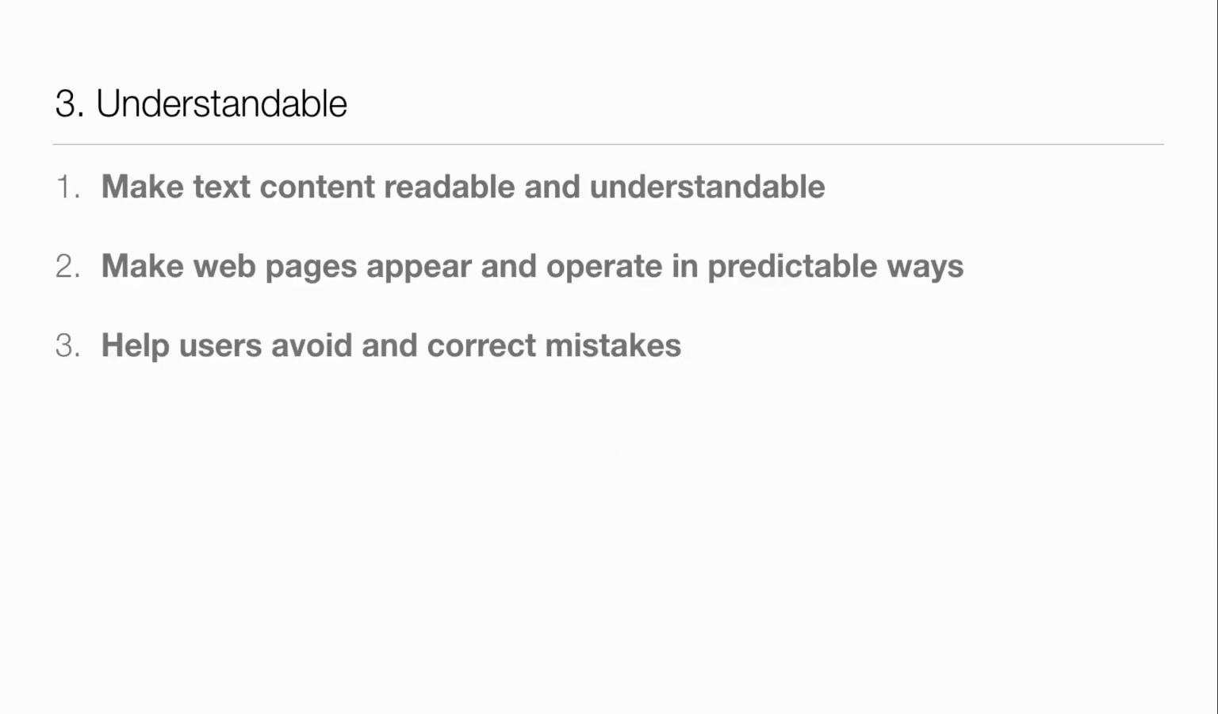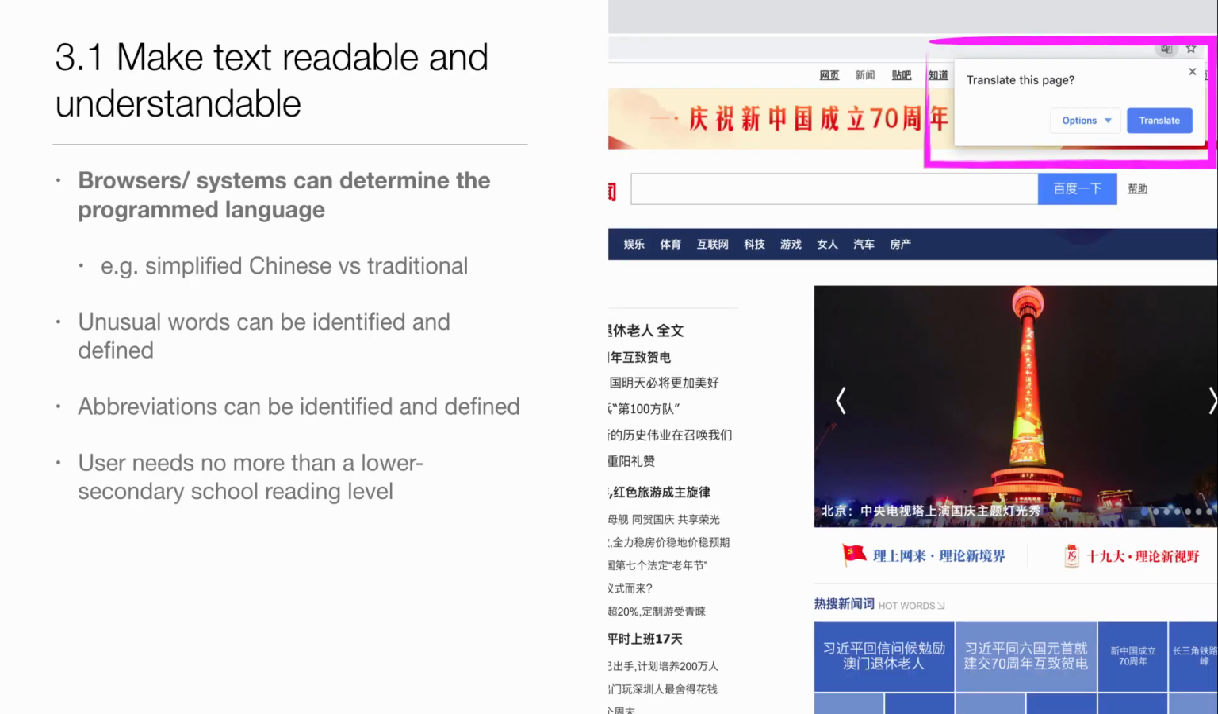You must design your content to be understandable. So make text content readable and understandable. Make web pages appear and operate in predictable ways. Help users avoid and correct mistakes. So making text readable and understandable. Now this is more about the programming of the site or software than it is anything else. So you don't have to worry too much about this.